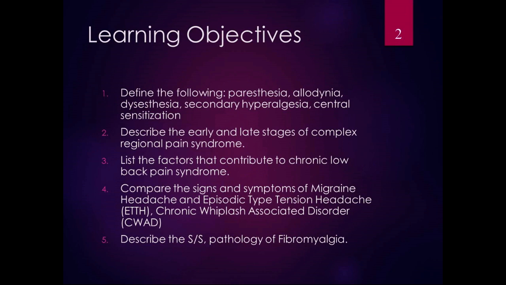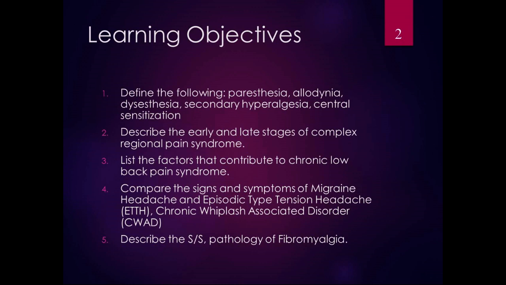So in this section, we're going to start to talk about chronic neuropathic pain, where the nervous system is actually affected. So for the learning objectives, I want you to be able to define the following, these are all symptoms of neuropathic pain: paresthesia, allodynia, dysesthesia, secondary hyperalgesia. We talked about primary hyperalgesia in chapter 11, and central sensitization.